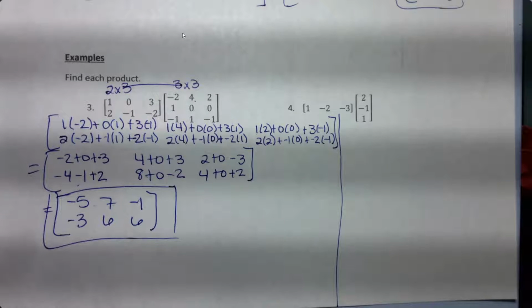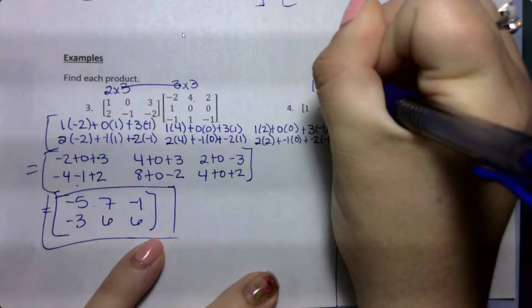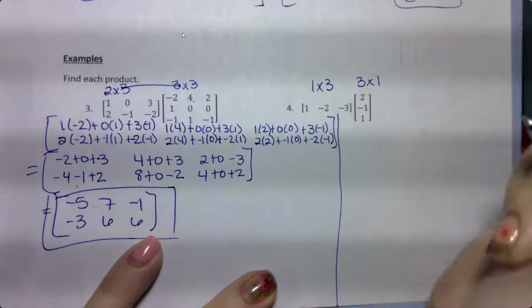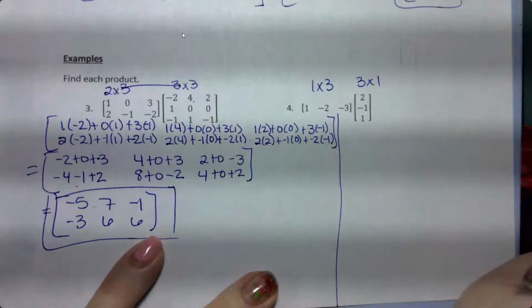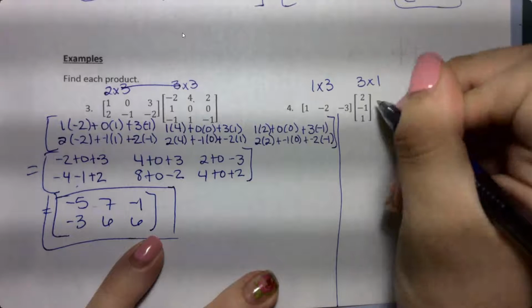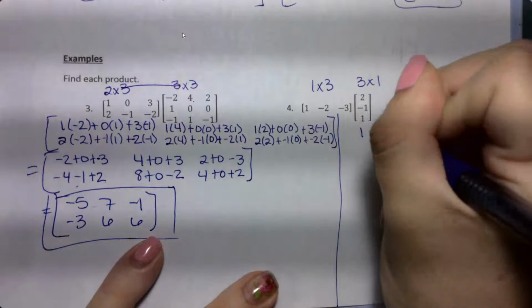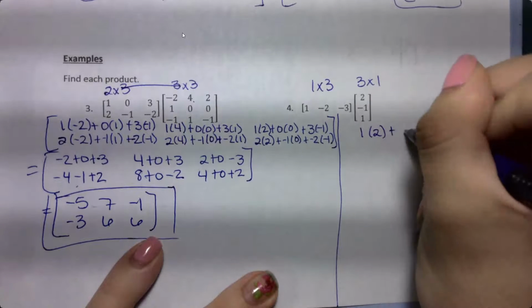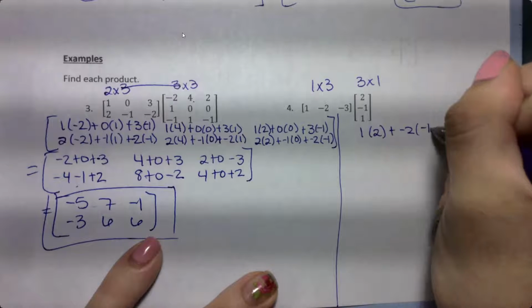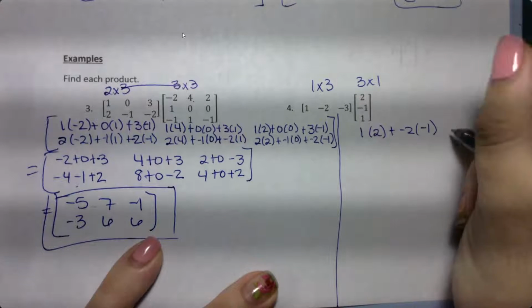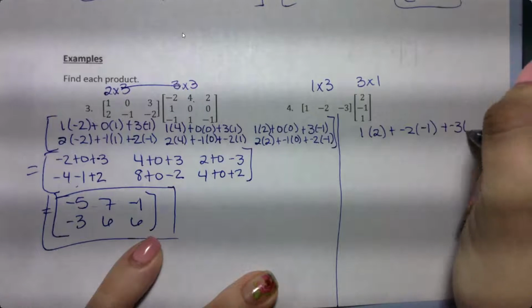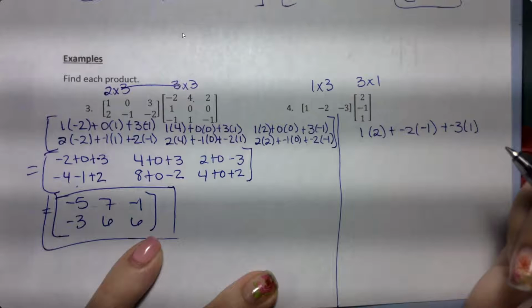So on number 4, I have a 1 by 3 and a 3 by 1. So I am going to end up with a 1 by 1 matrix when I'm done. I'm going to take my first row times my first column. I have 1 times 2 plus negative 2 times negative 1 plus negative 3 times 1, and that's it.